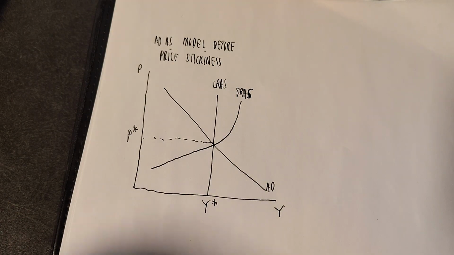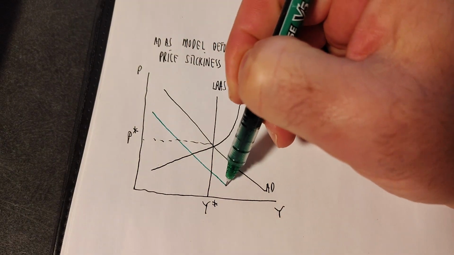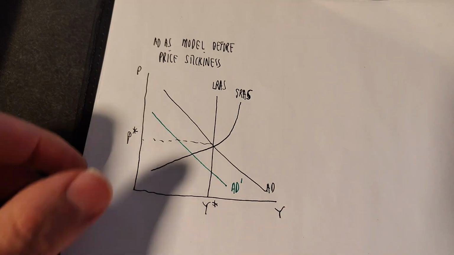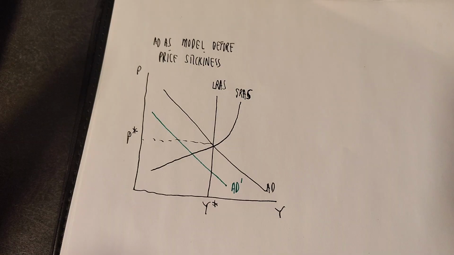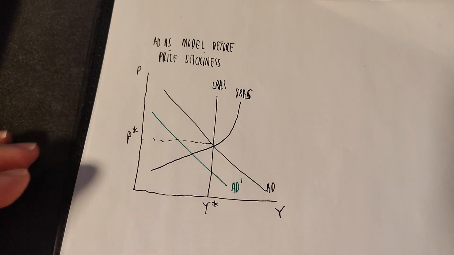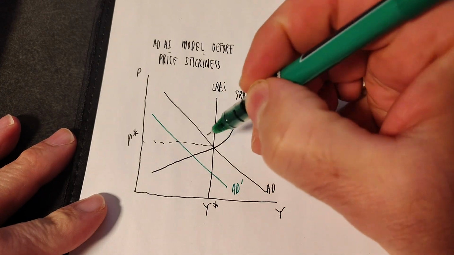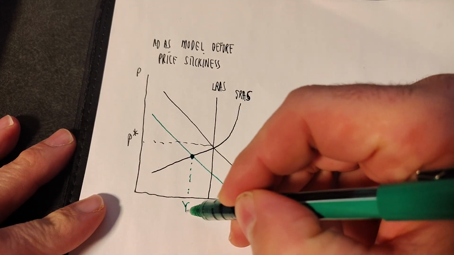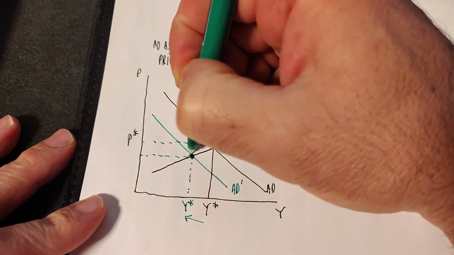But let's say that aggregate demand actually fell for whatever reason. Households decided to not consume as much. Maybe businesses didn't want to invest as much. Maybe government spending was cut. So the equilibrium moved to this point here, and we ended up with a decrease in output.